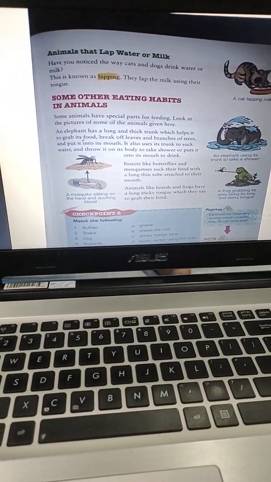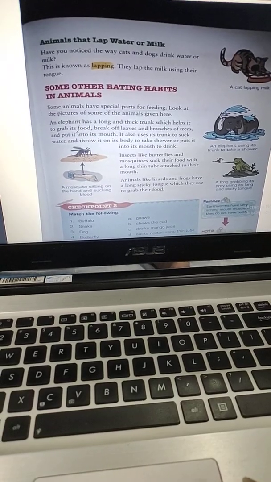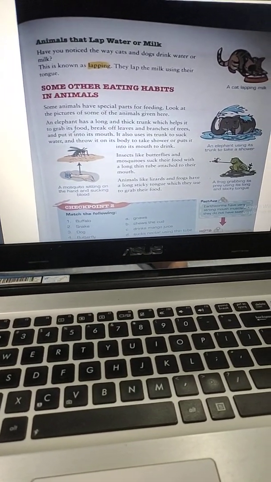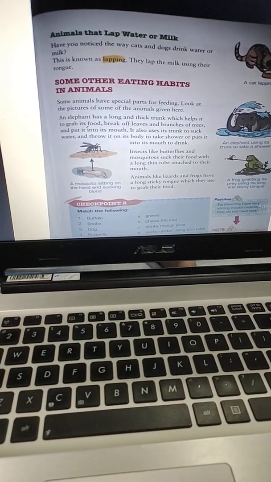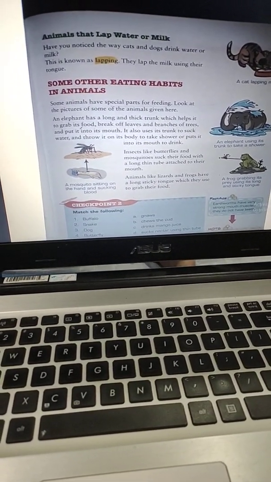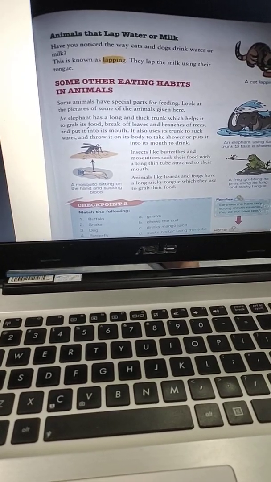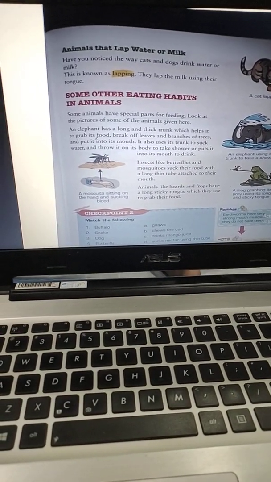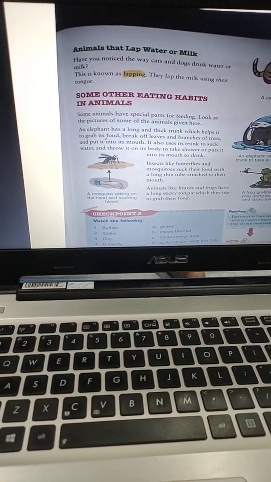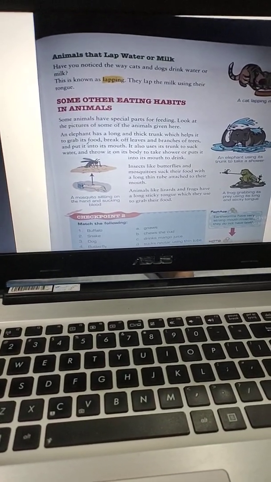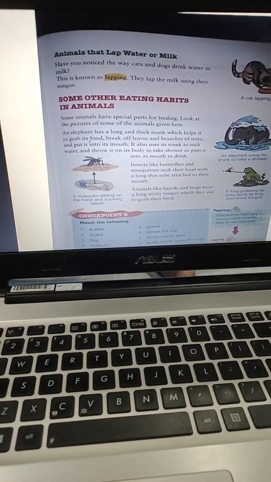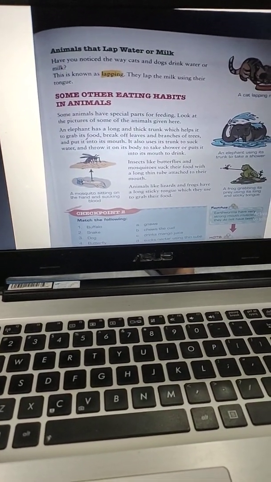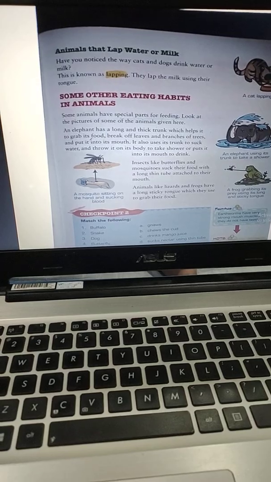And there are some other habits also of other animals, like a frog. A frog, how does it eat? A frog throws out its tongue. There's a sticky part in its tongue, and the frog throws it out, and it sticks on the insects or the thing which it is eating. It sticks on the animal, and then it brings its tongue back. So the frog eats like this.